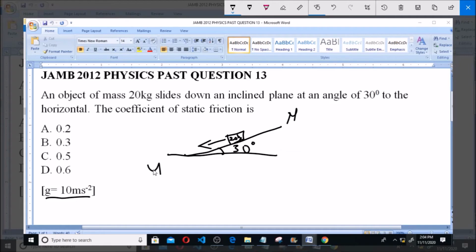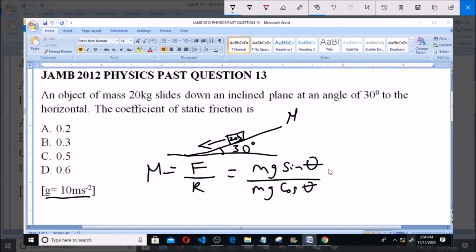Mu. Now the coefficient of friction is given as the frictional force F over the normal reaction R. So for an inclined plane, the frictional force is given as mg sine theta, and then the normal reaction is given as mg cos theta. So this cancels this. Now sine theta over cos theta is tan theta. Therefore, in order to find the coefficient of friction for this question, all we need to do is take the tangent of angle 30 degrees.